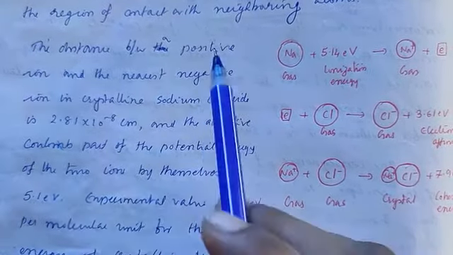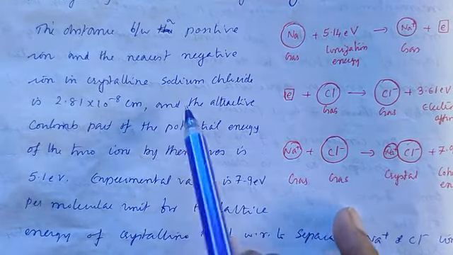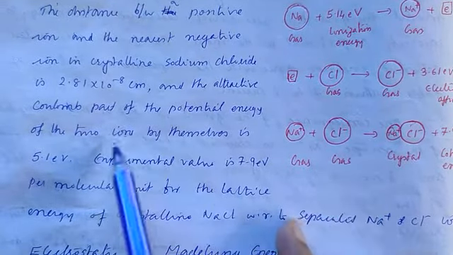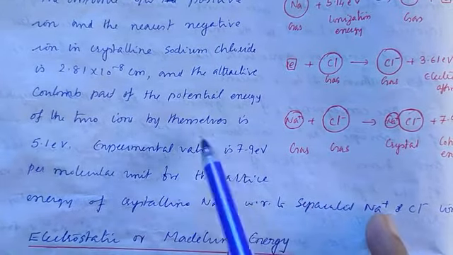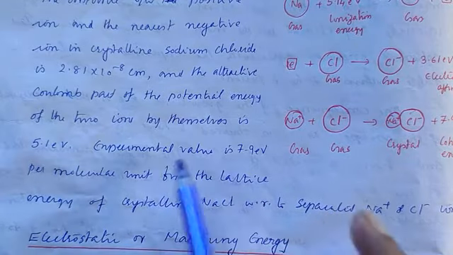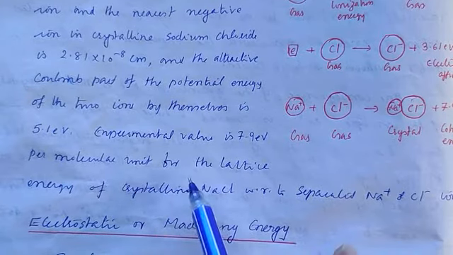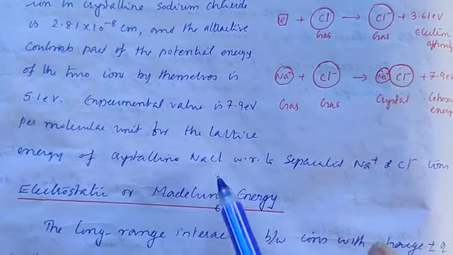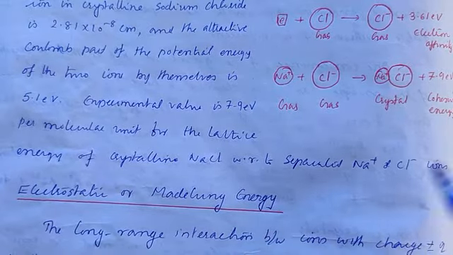The distance between a positive ion and the nearest negative ion in crystalline sodium chloride is 2.81 × 10^-8 centimeter, and the attractive Coulomb part of the potential energy of the two ions by themselves is 5.1 electron volt. The experimental value is 7.9 electron volt per molecular unit for the lattice energy of crystalline sodium chloride with respect to separated sodium and chlorine ions.